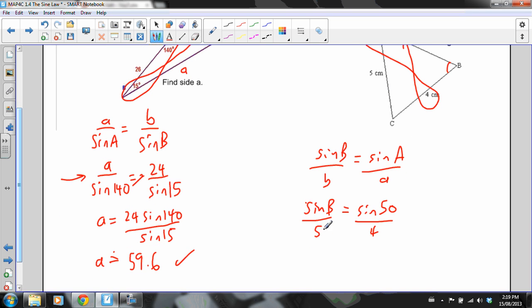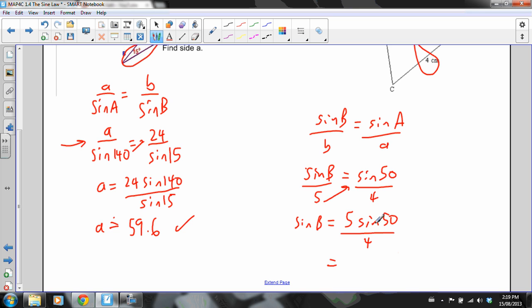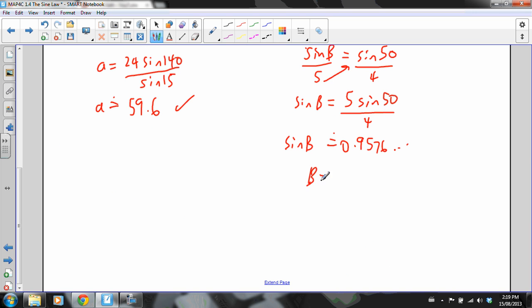And now I cross multiply. And sine B is equal to 5 times sine of 50 over 4. That goes into a calculator. 5 times sine of 50 divided by 4 is about 0.9576. Sine of B is that, and then we do the inverse sine of that on both sides. And get our angle B, which is about 73 degrees.